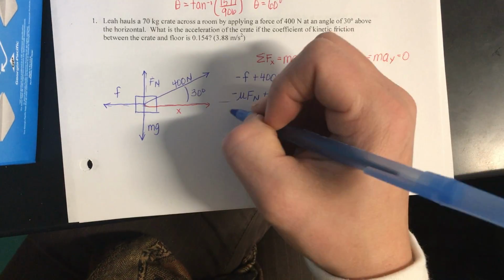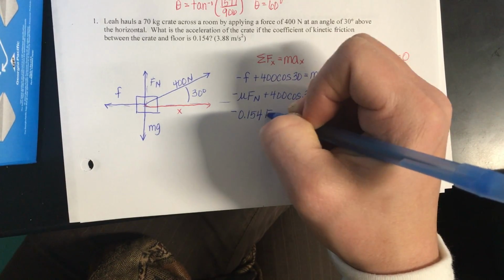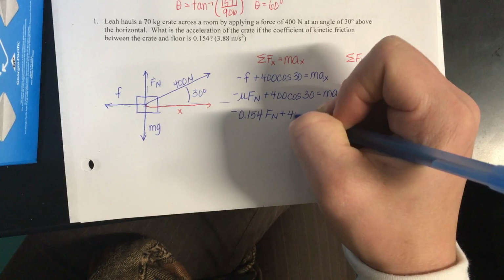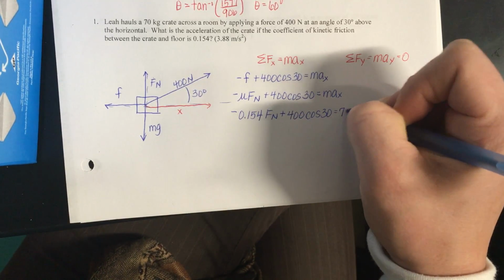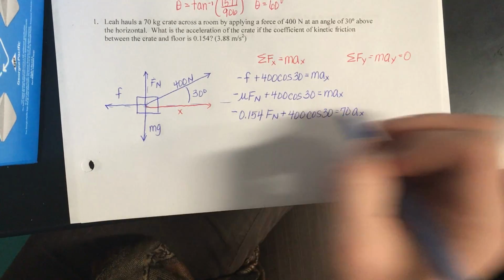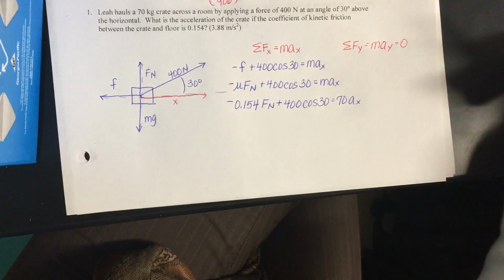They tell you the coefficient of friction, 0.154. You don't know normal force. 400 cosine 30 equals 70A. So you have two unknowns here. That's when you know you have to switch to the y direction.